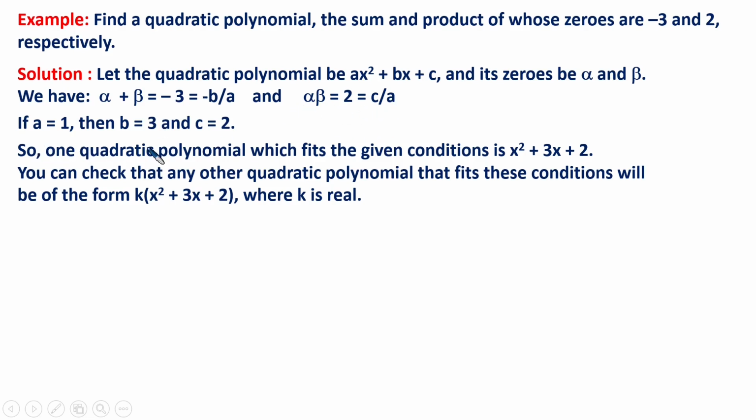So I can write this as ax square plus bx plus c, with a as 1, b as 3, and c equal to 2. You can multiply the whole thing by some constant also. Then you will have some coefficient in front of x square. Because they are all equal to 0, you can check that any other quadratic that fits this condition will be of the form kx square plus 3x plus 2, where k is some real number.